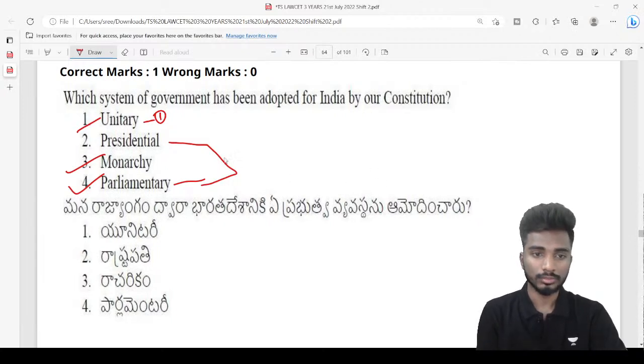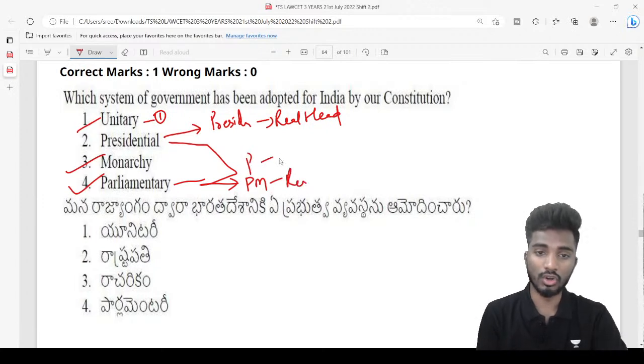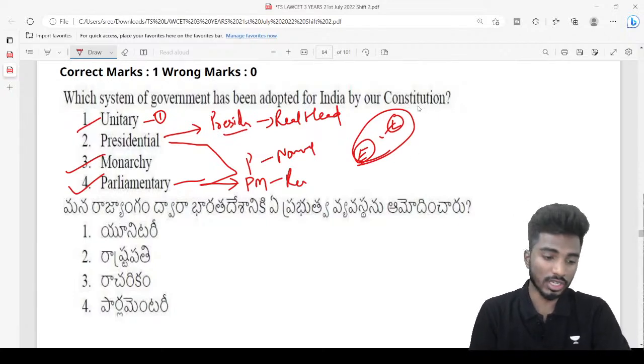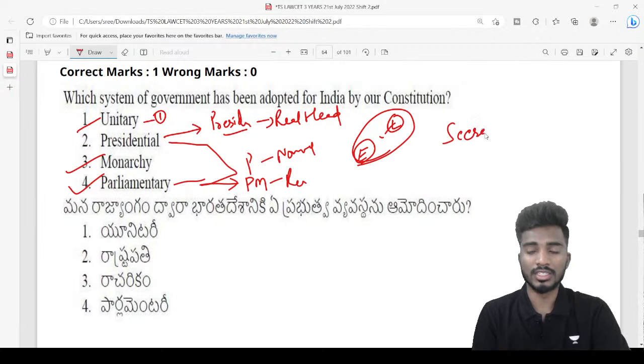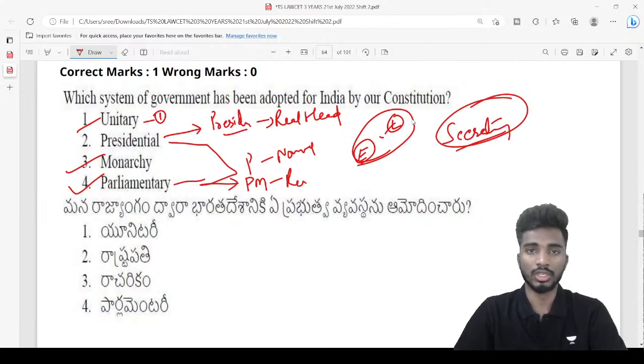But here the thing is that in presidential form of government, the president is the real head, right? Whereas in parliamentary form of government, the prime minister is the real head and the president is the nominal head, right? And in parliamentary form of government, the executive is a part of the legislature, which means all the ministers will come from the parliament itself. Whereas in presidential form of government, there are no ministers as such. There are secretaries, and these secretaries are appointed by the president. The president will choose whom he or she wants. They choose experts, not elected representatives.